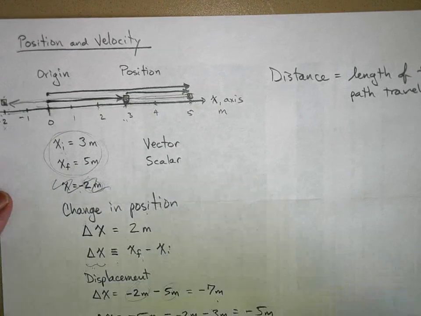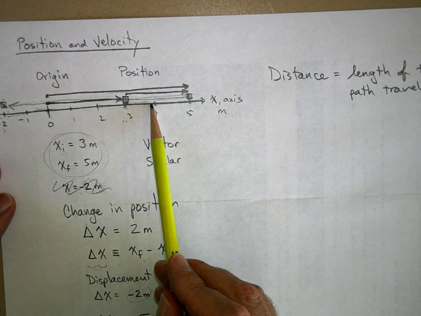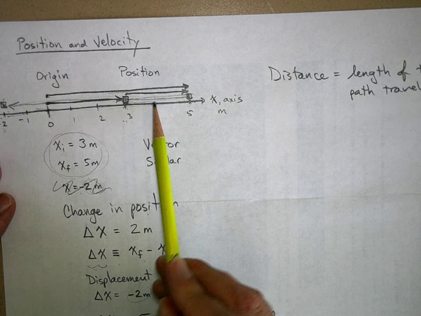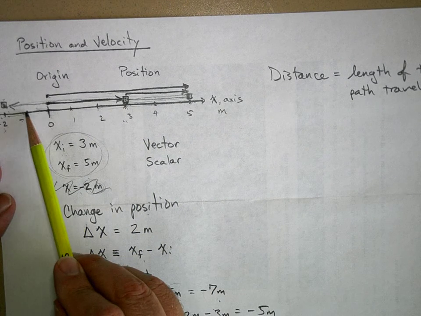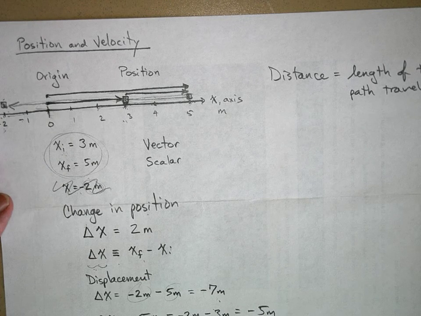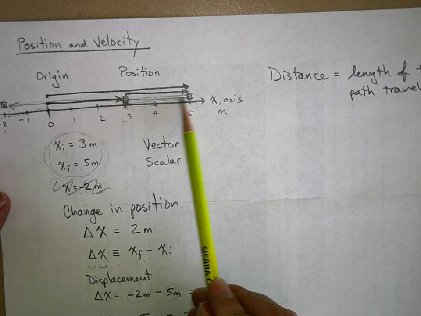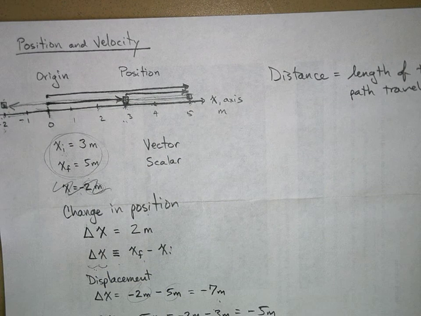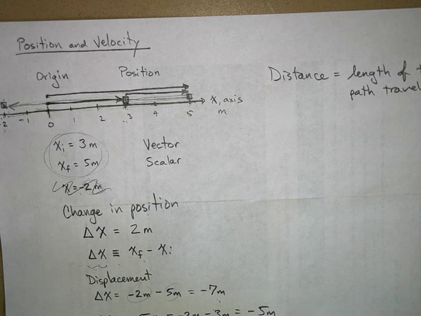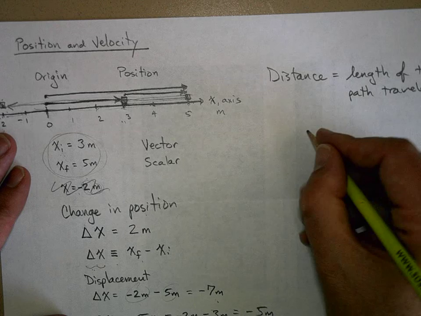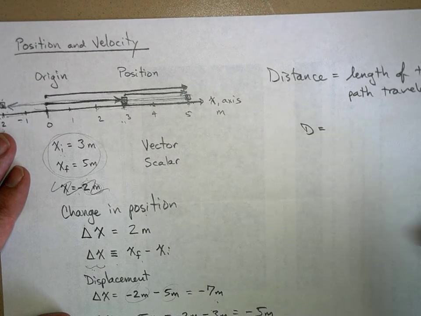Let's start here, and we go 1, 2, 3, 4, 5, 6, 7, 8, 9. So if I start here and go over here and then move back here, my total distance was 9 meters. I'm just going to use the letter D for distance. My distance was 9 meters.